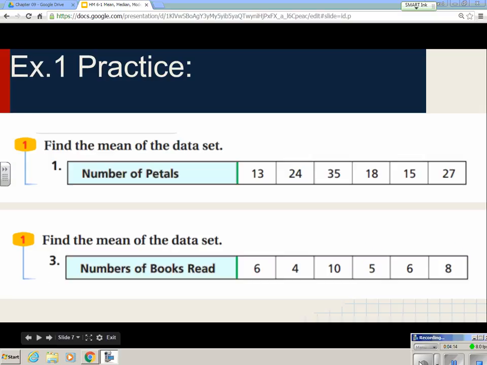All right, here are 2 problems I want you to do on your own. Again, you're finding the mean of the data set. First, what's the average number of petals you would see for the first one, talking about flowers. And then the number of books read. Find the mean of each. Come back when you have your answer.